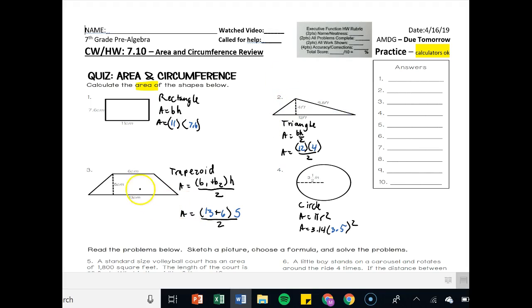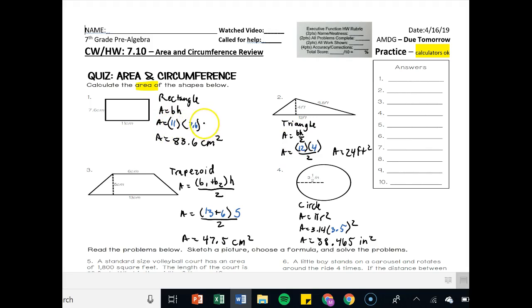Number 3, that's the trapezoid. So our base 1, our base 2, times our height, all divided by 2. The parentheses here matter. You could plug this all into your calculator exactly how it is, but if you do it without parentheses, you'll get the wrong answer. And then for our circle, right, pi r squared. Pi is 3.14. Our radius is 3.5, so I wrote that as 3.5 squared. Okay. Finally, you just do the math.